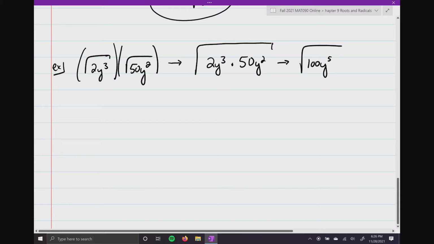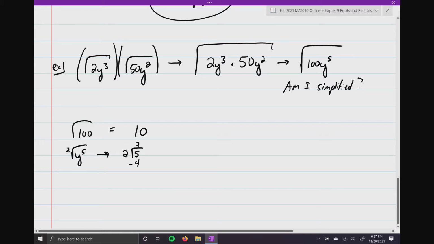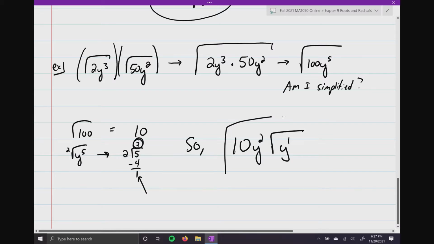Now, I ask myself, am I simplified? And the only way you're going to know the answer is to try it. So, to the left here, I'm just going to write the square root of 100. Well, I know the square root of 100 is 10. Square root of y to the fifth, remember, you have an index of 2, so what we're really asking here is 2 goes in the 5 twice with a remainder of 1. So, I have a 10 outside my radical symbol. The numerator tells me I have 2 y's on the outside. And then my remainder tells me I have 1 y on the inside.